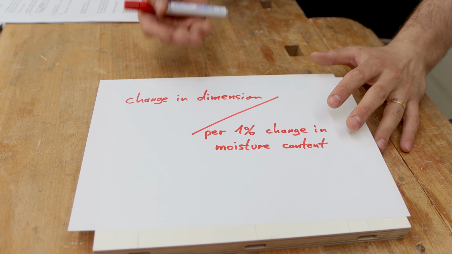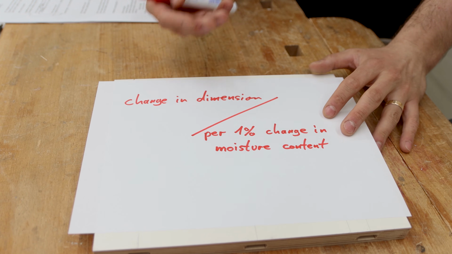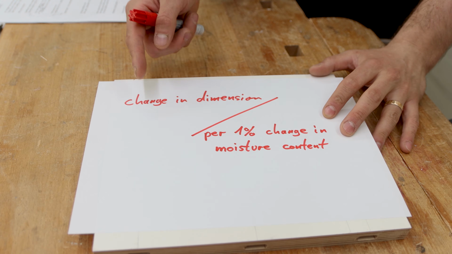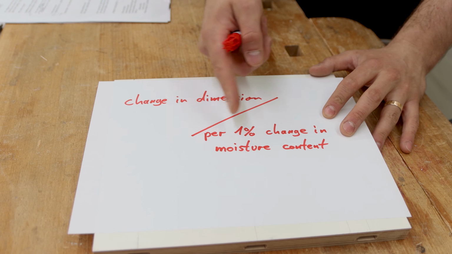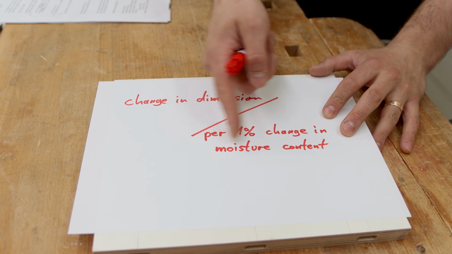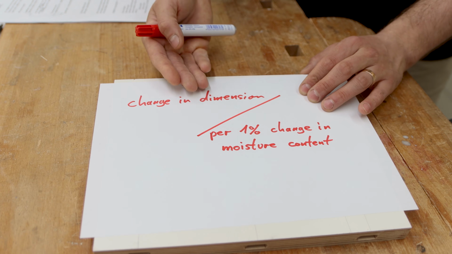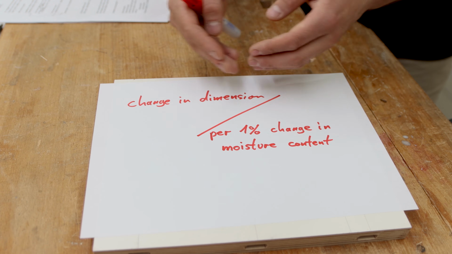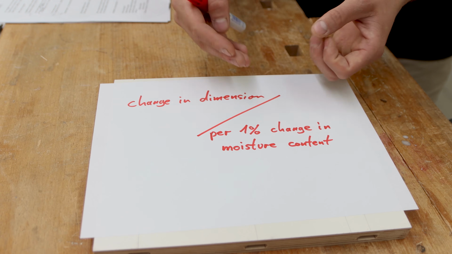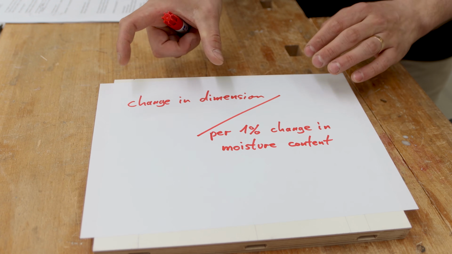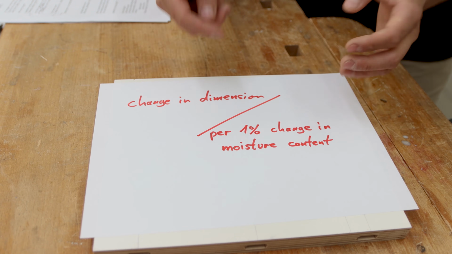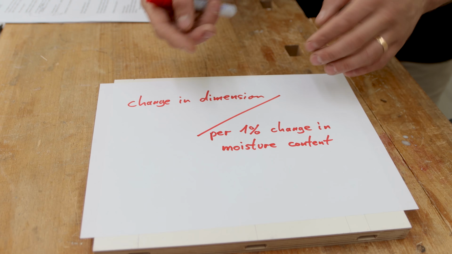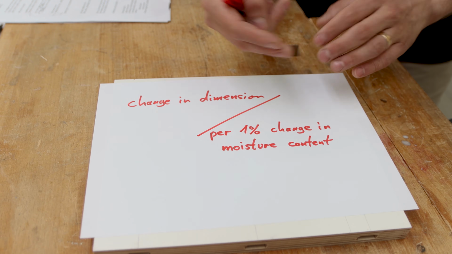Wood movement is actually a percentage game. So all the values we will talk about now mean change in dimension per 1% change in moisture content. This means that a value of 1% means a change in dimension of 1%. For example, if you have a board that's 1 meter long, it will change 1% in dimension. That means 1 centimeter per 1% change in moisture content.